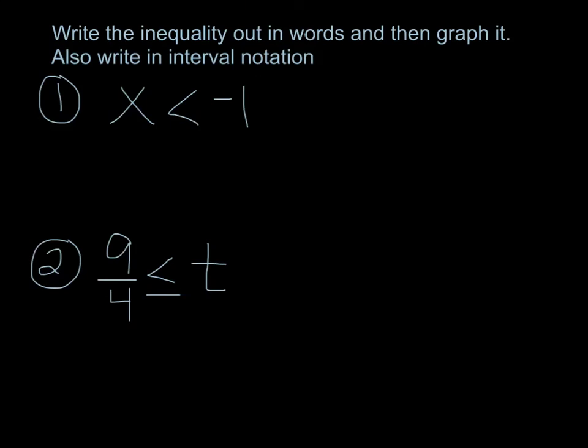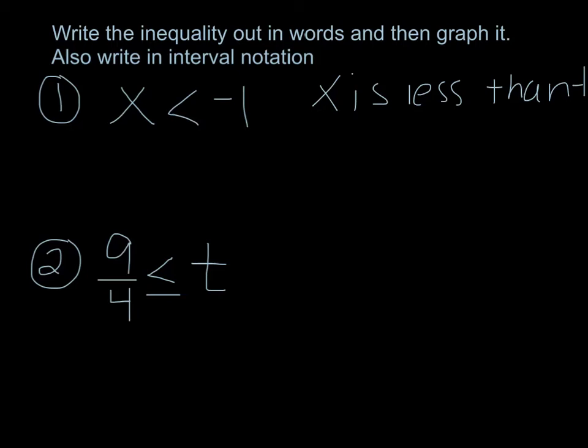So let's do a couple examples actually using that. We have X is less than negative 1. First it says write the inequality out in words. So we'd say X is less than negative 1. Remember it's facing towards the X, so it's less than. You could also write this as negative 1 is greater than X. That would work as well. But it's going to make more sense if you always start with the variable. So X is less than negative 1 because it's close to the X, so that means X is less than the negative 1.